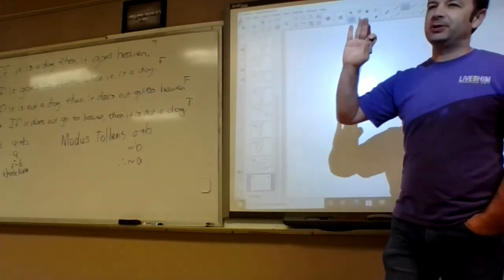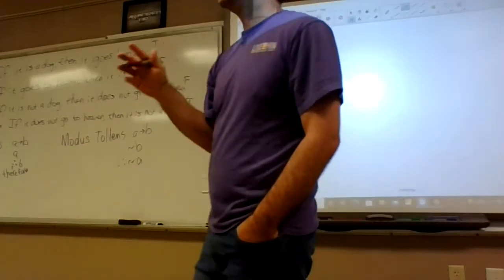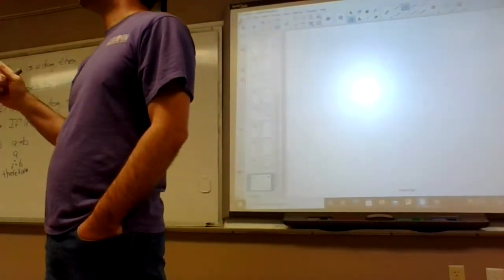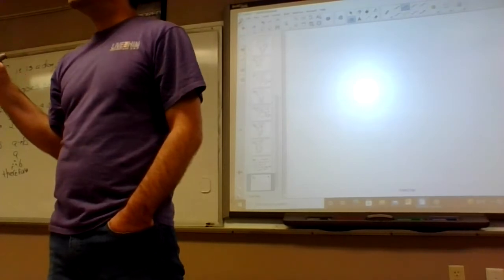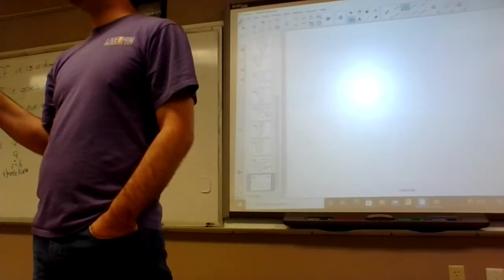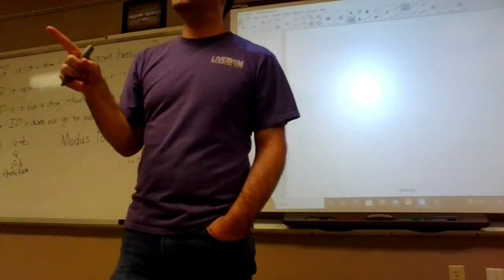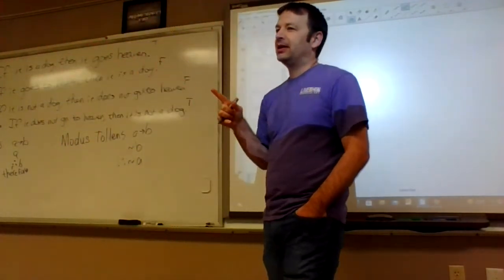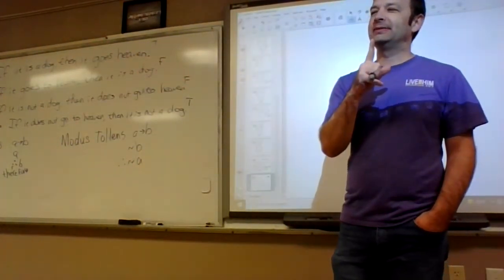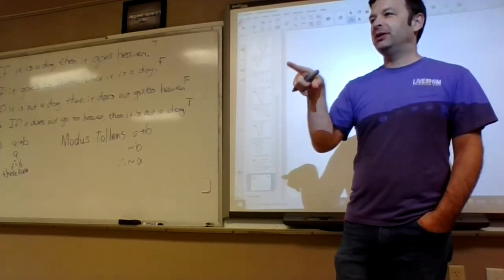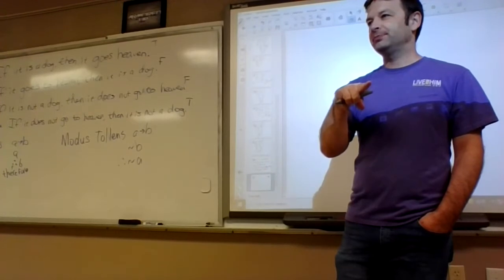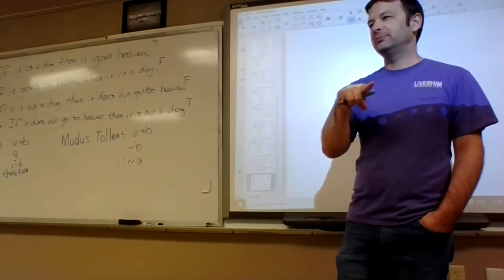I'm not gonna write it down because it would take me too long, but let's say, do you guys know what a person who lives in Bartlesville is called? A Barshan. Okay, if you are a Barshan, then you are an Oklahoman.